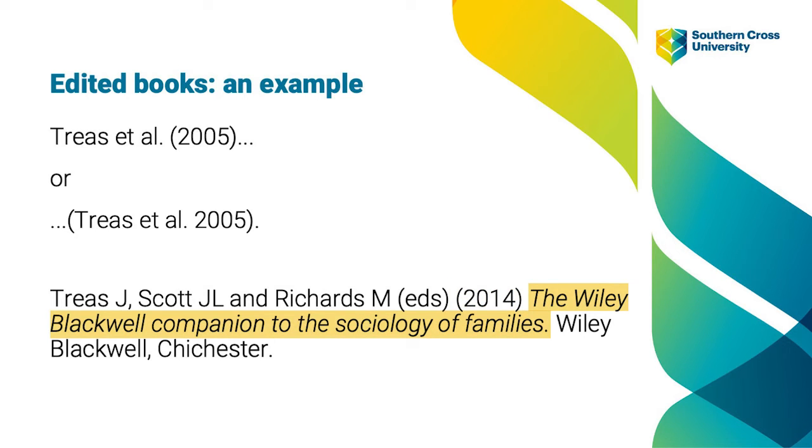Next comes the title of the book, which is in italics and sentence case. Notice that in sentence case, we use capitals for the first word of the title as well as for names or proper nouns, so we have capitalized the name Wiley Blackwell as well. The title is followed by a comma, and then we have the publisher name, a comma, and the place of publication. Now let's take a look at how to reference a book in an edition other than the first edition.